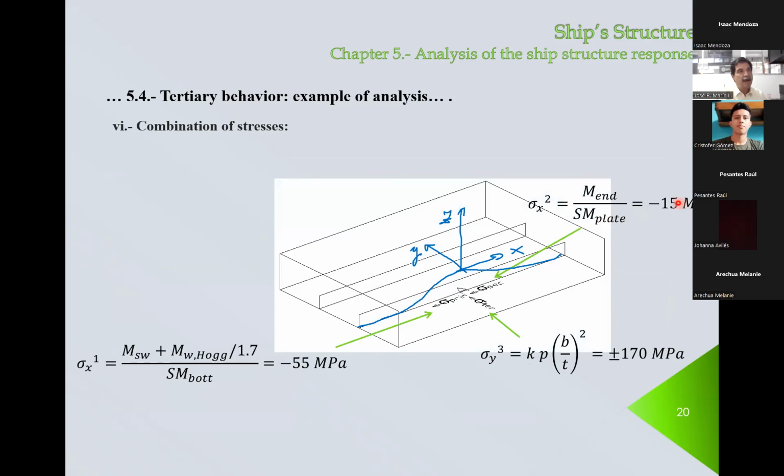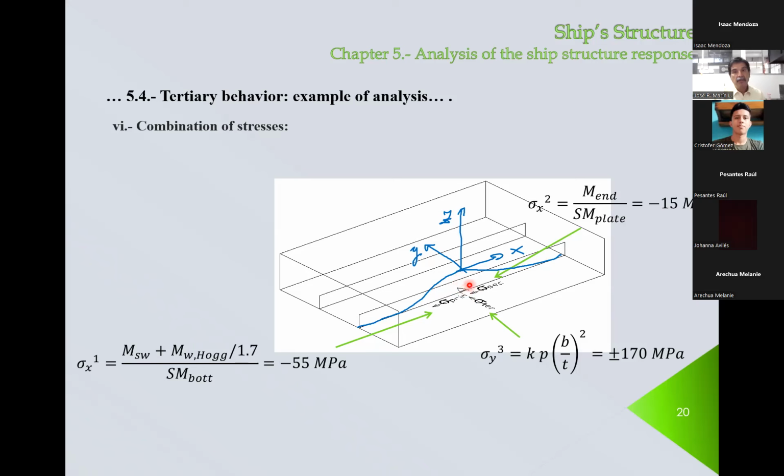So it's going to be minus 15 in compression. So this is compression and this is compression. You see this value? Very small. But remember, this is in the plate. On the flange it is very close to 160, which is the allowable value. But we are analyzing down here.